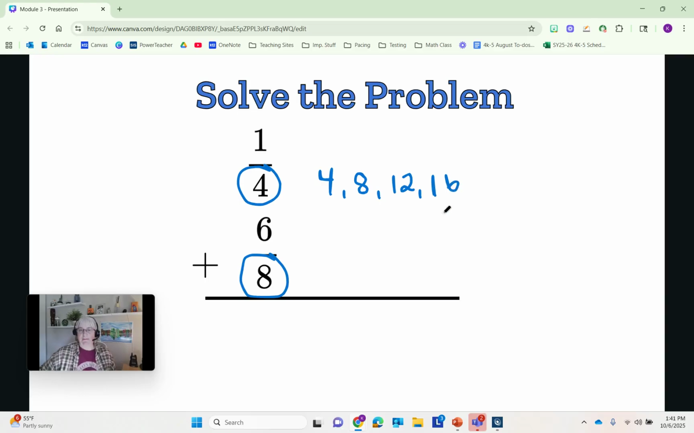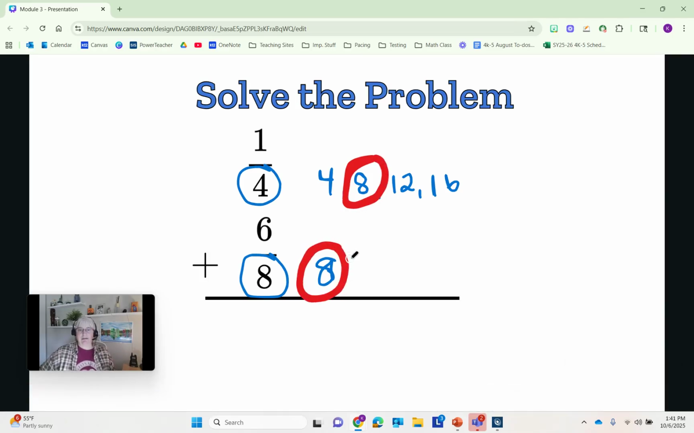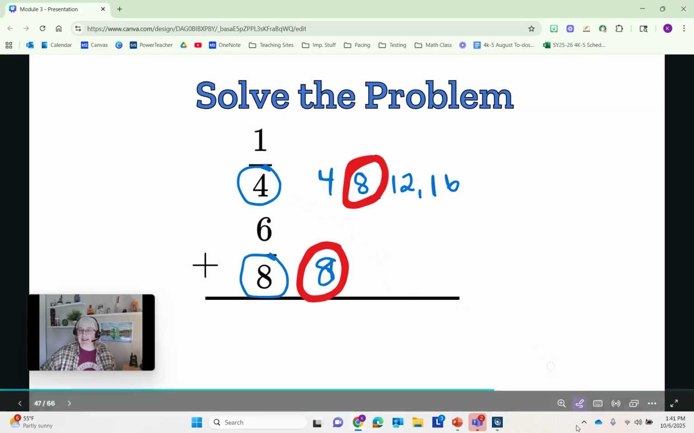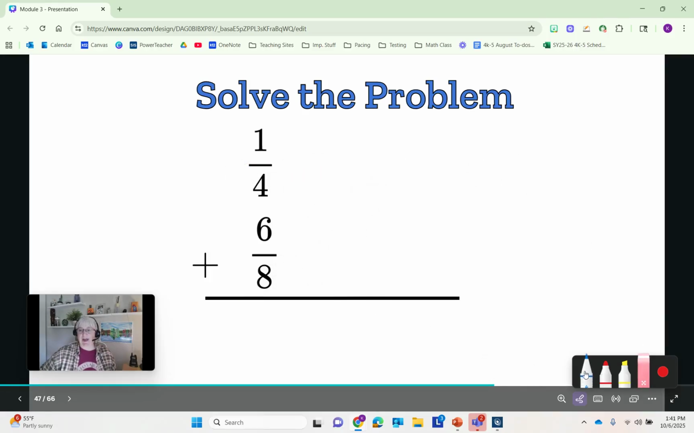We'll go there. 8 times 1 is 8. Wait a minute. We already have a common multiple. It's 8 right here and right here. Okay, so we're going to change both fractions so that the denominator is 8. Then the denominators will be the same, and we can add them together. And bonus, 6/8 already has 8. So that makes life a heck of a lot easier.